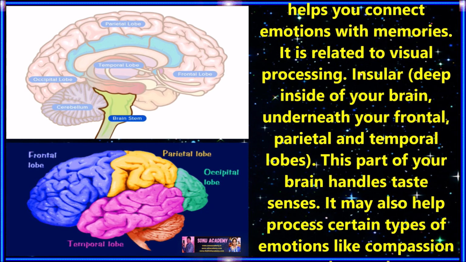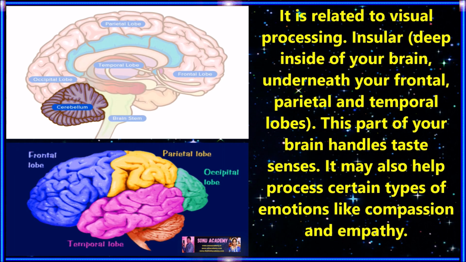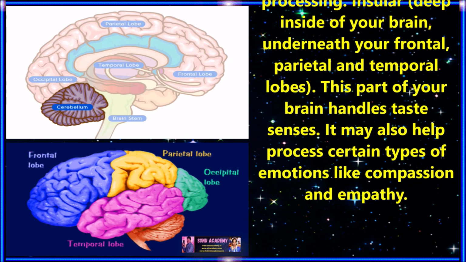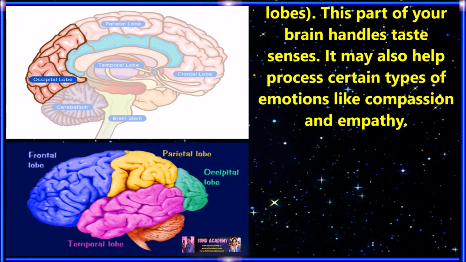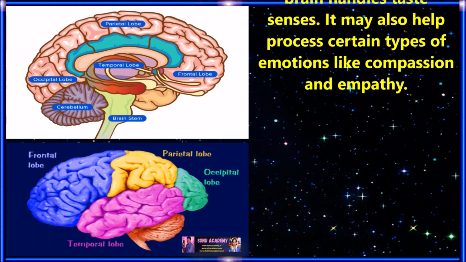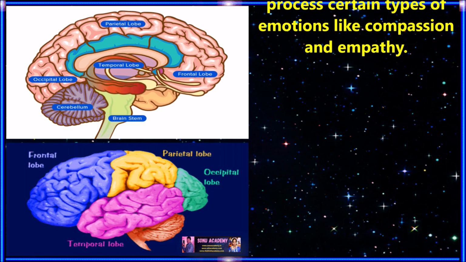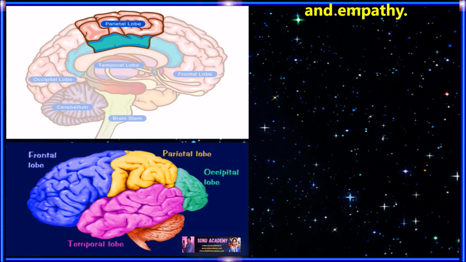Next, the insula. Deep inside your brain, it is present underneath your frontal, parietal and temporal lobes. This part of your brain handles the sense of taste. It may also help process certain types of emotions like compassion and empathy.